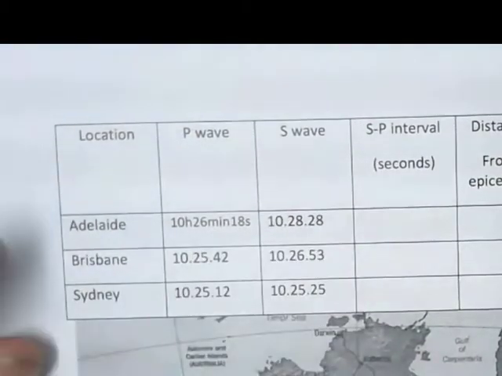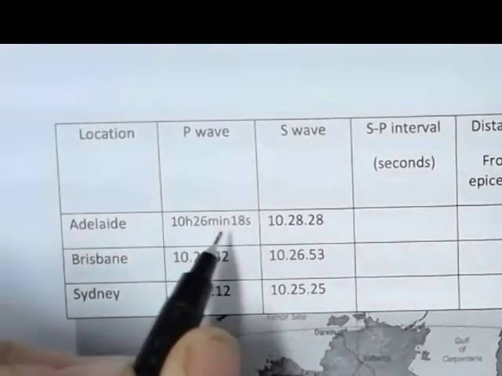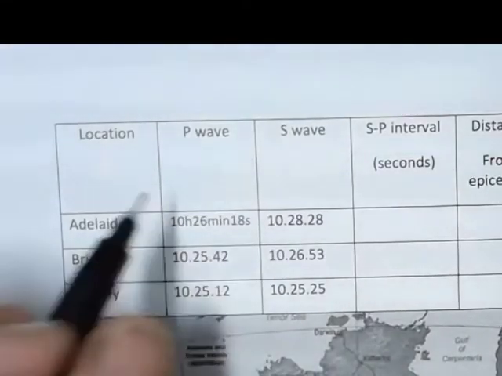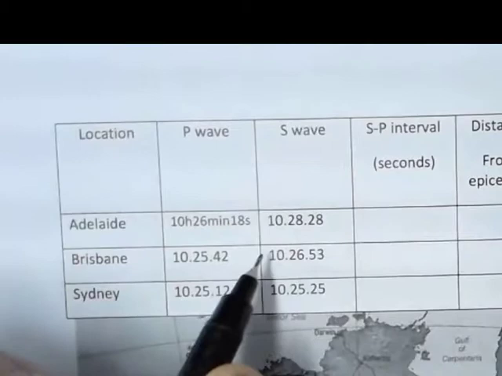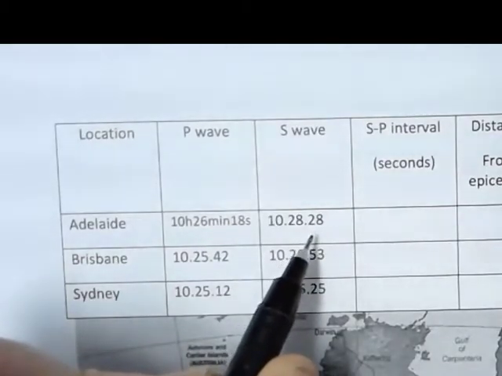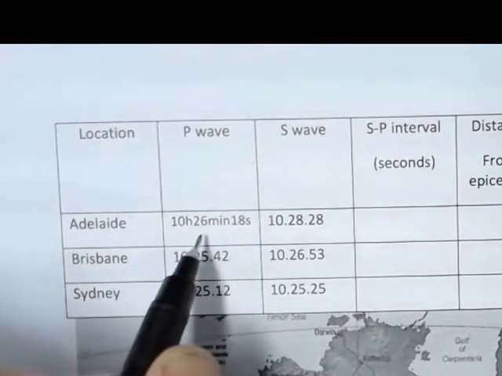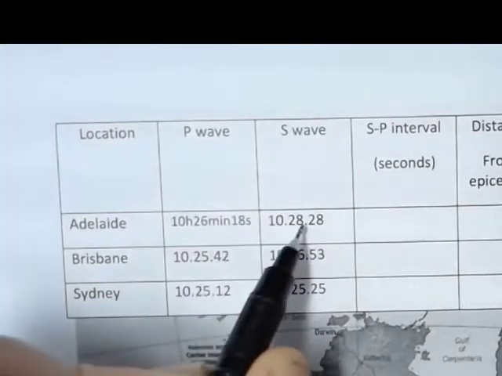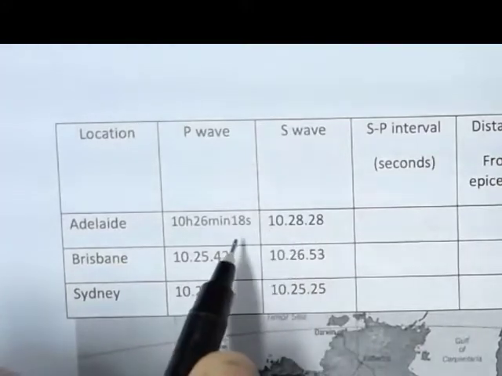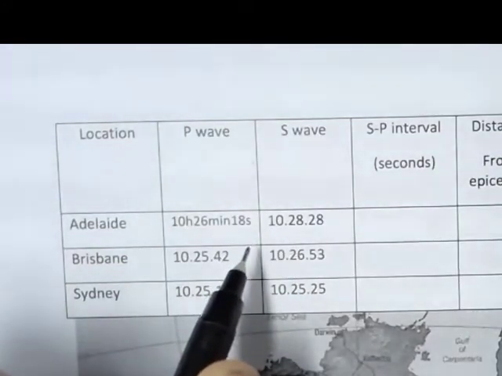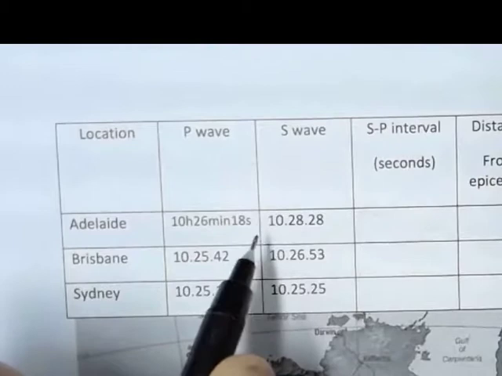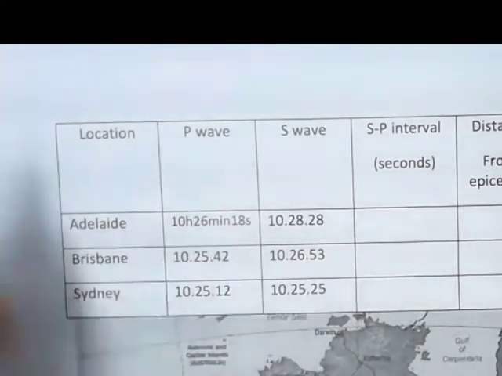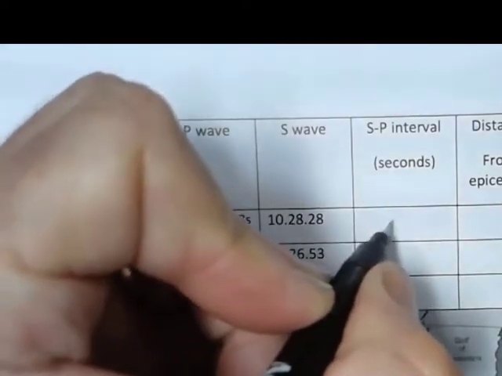So we need to work out the SP interval. So 10:26:18 was the arrival of the P wave in Adelaide, and the arrival of the S wave was 10:28:28. So let's work out the difference in time there. So it's gone from 26 to 28 minutes plus another 10 seconds. So that's 130 seconds. Because obviously there's 60 seconds in a minute, we've got 2 minutes, that's 120 seconds, so we've got 130 seconds.